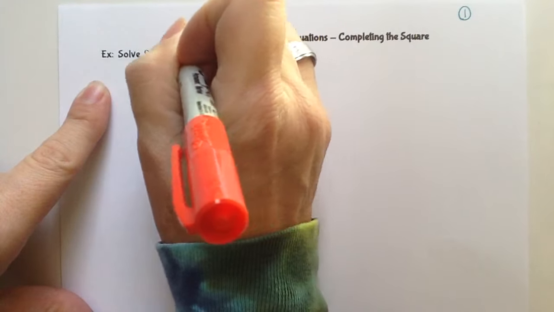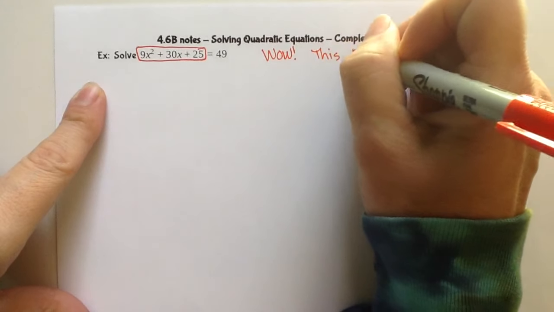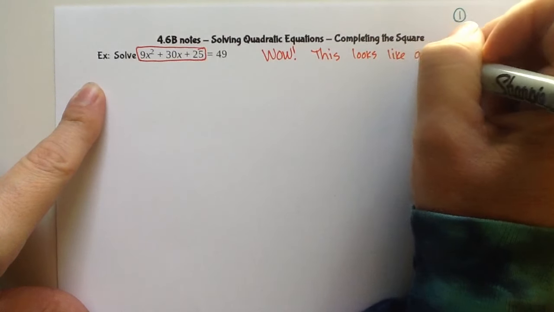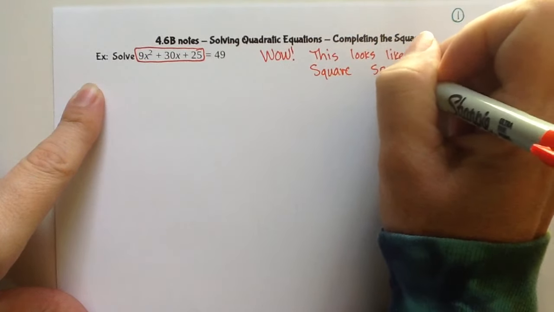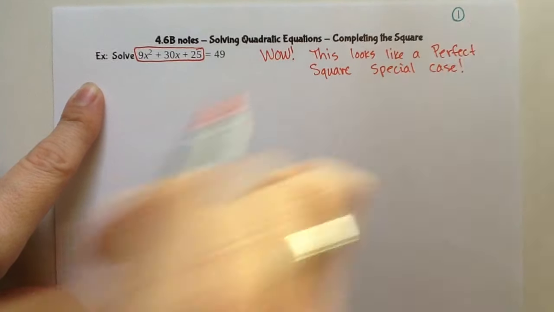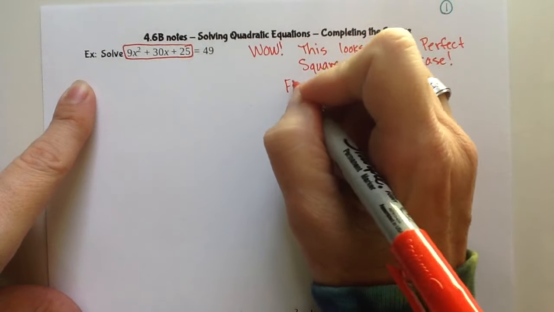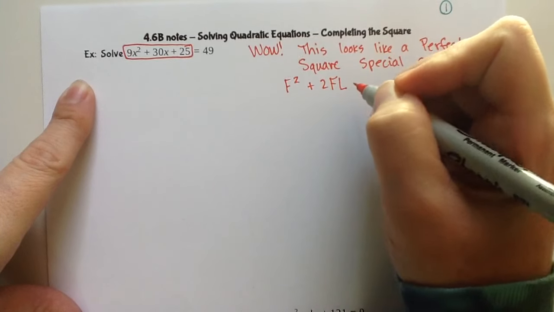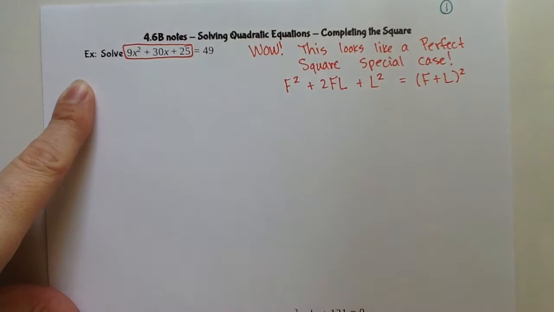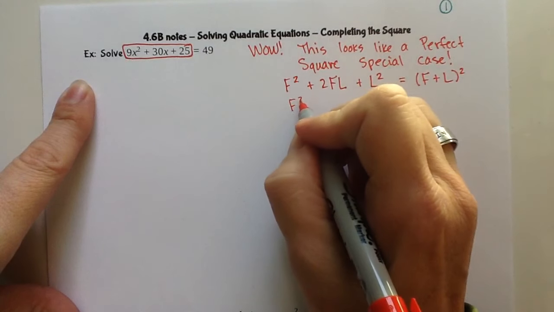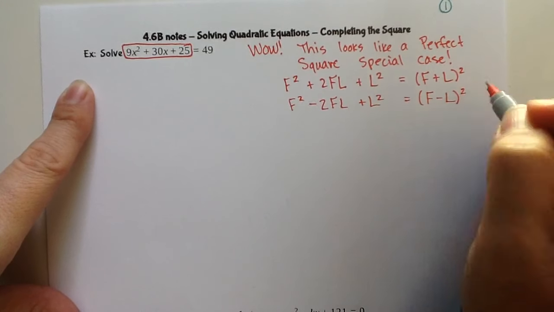So let's see if it is. This looks like a perfect square special case. Remember those perfect square special cases were f squared plus 2fl plus l squared factors to be f plus l squared, and the other one was f squared minus 2fl plus l squared equals f minus l squared.